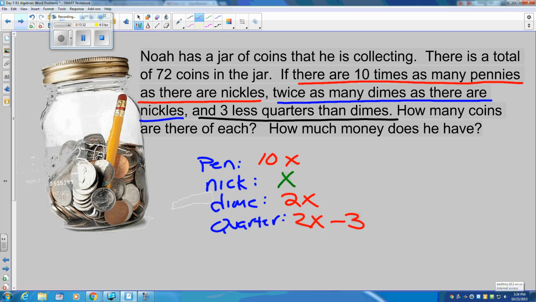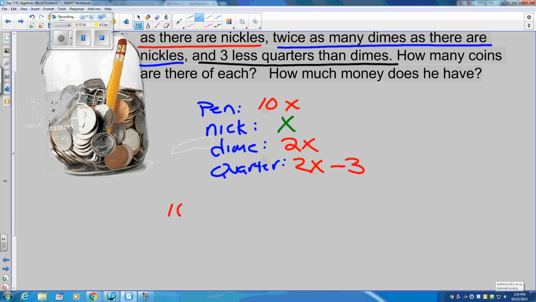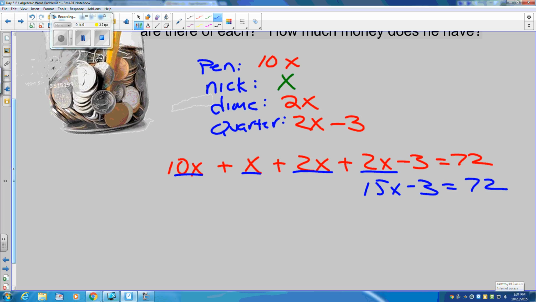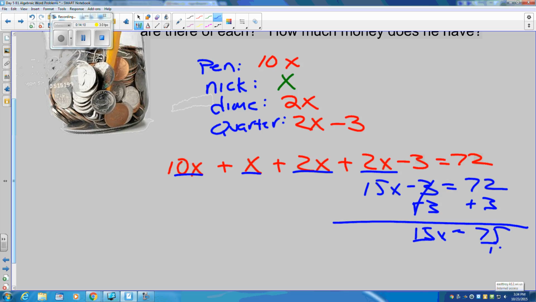I know together these should all add up to 72. So let's set that up. Here's my pennies, plus here's my nickels, plus here's the dimes, plus here's the quarters. Together, there should be a total of, and I forgot what it was, I'm going to look back up, 72. We simplify and solve. 10, 11, 12, 13, 14, 15x minus 3 equals 72. Let's add 3 to both sides. 15x equals 75. Divide by 15.